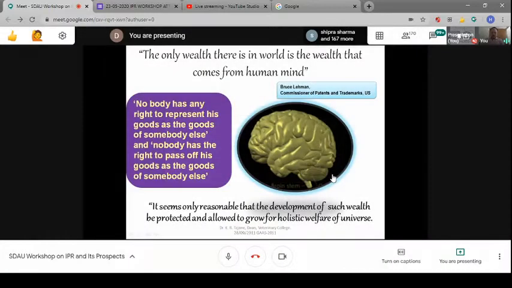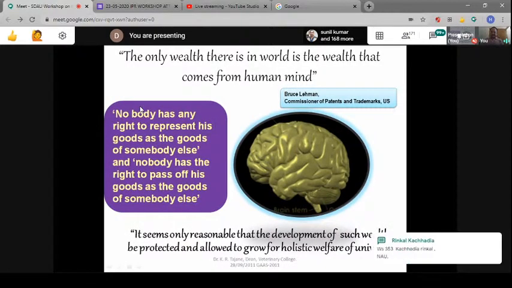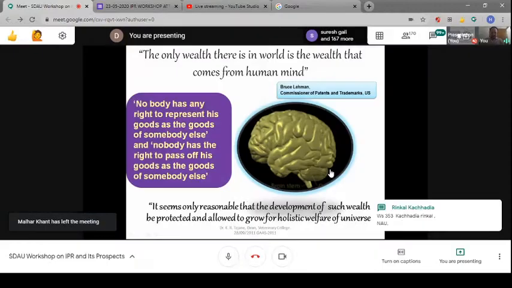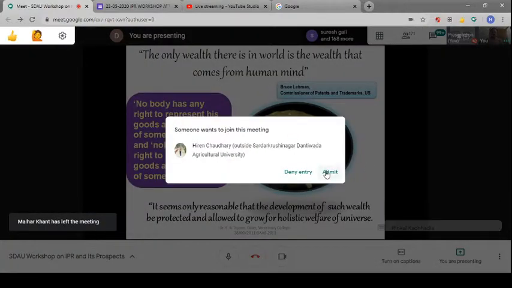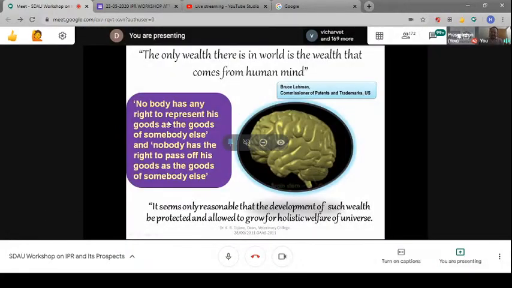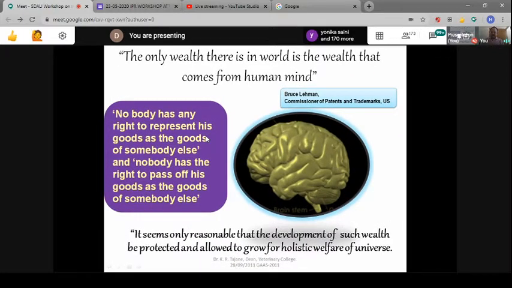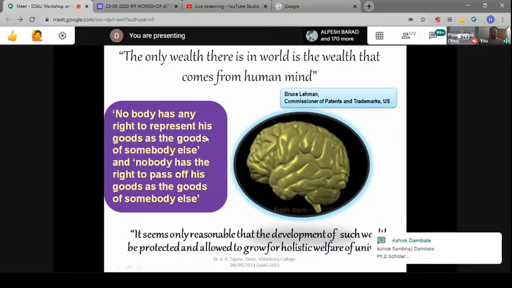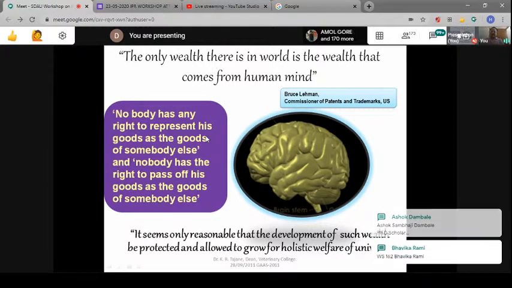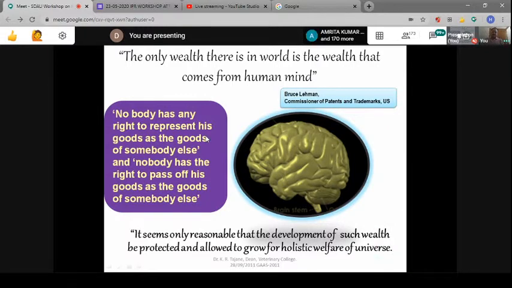Now if you look at this very simple sentence, what intellectual property denotes in a nutshell: nobody has any right to represent his goods as the goods of somebody else. This is a very beautiful sentence to understand. Nobody has any right to represent his goods as goods of somebody else, and nobody has the right to pass off his goods as goods of somebody else. So this is very simple.